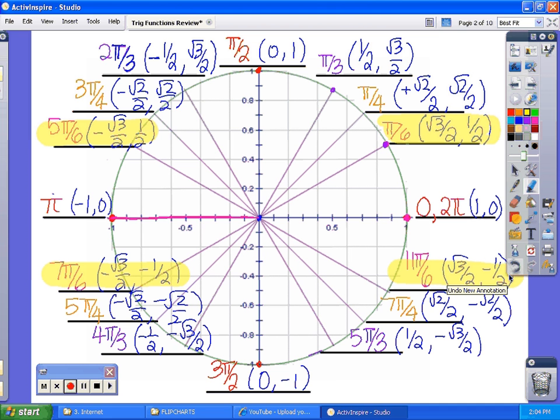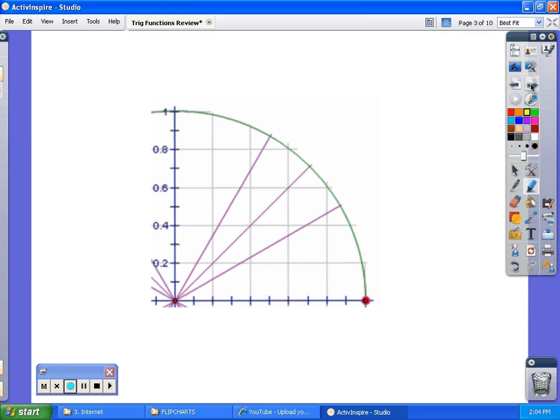Now, I'm going to go back through and relabel only your first quadrant in the way that I think is the most helpful. So what do I think is the most helpful? I would label my radians. I would label my point. So these are memorized from the first slide.